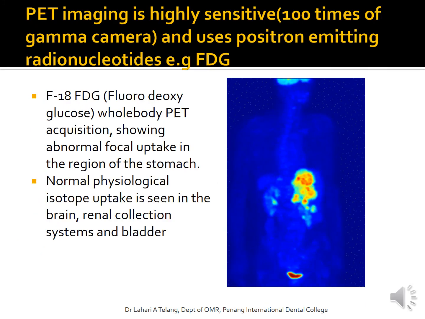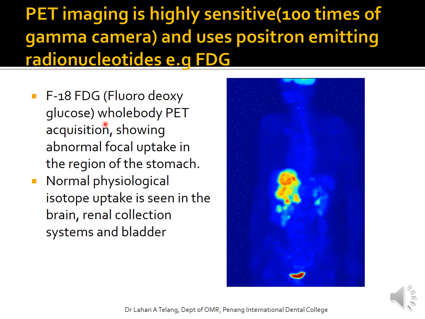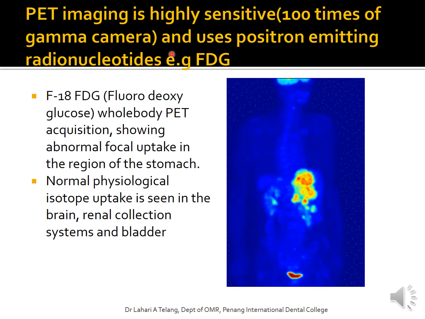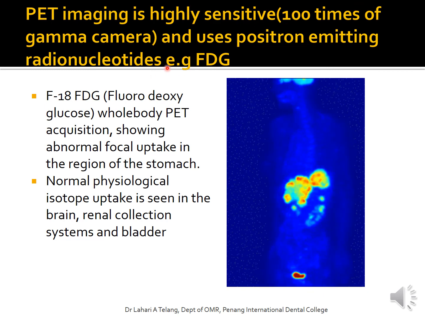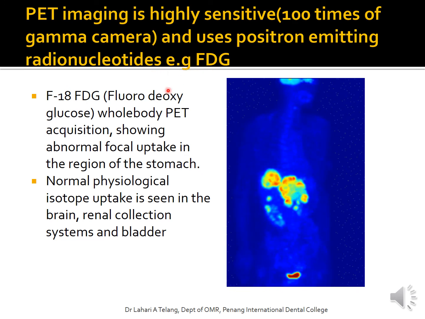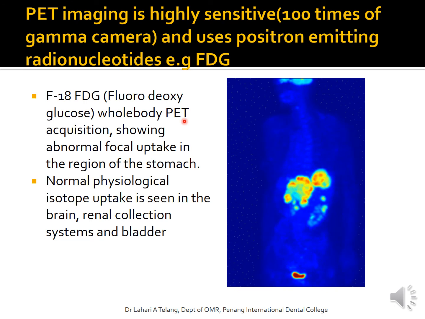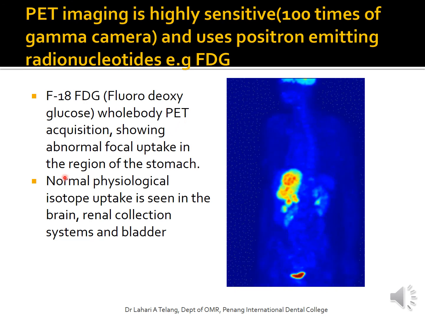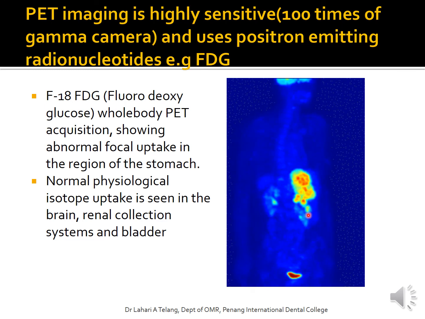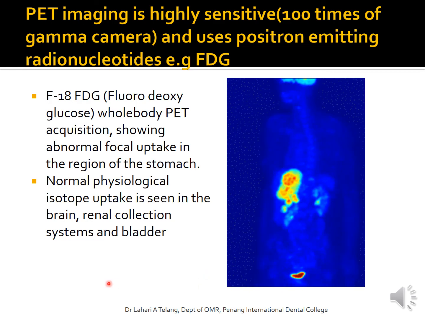FDG stands for fluorodeoxyglucose. It is just one molecule that is used in this PET scan. PET imaging is a lot more sensitive than the gamma camera, 100 times more sensitive, and it uses positron emitting radionucleotides like fluorodeoxyglucose. In this case, the PET scan shows abnormal focal uptake in the region of the stomach, showing that probably there is a tumor here. On the other hand, the urinary bladder and the brain cells show normal uptake of the dye.